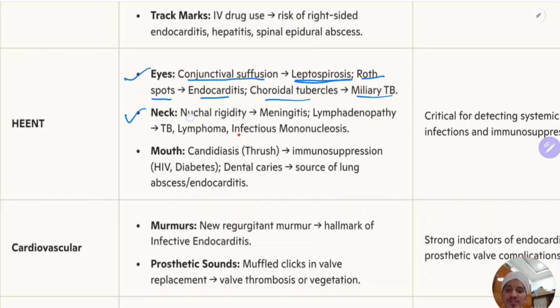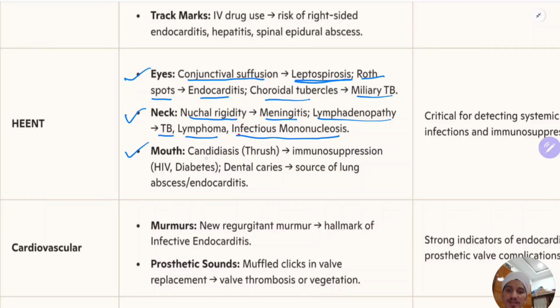Neck: if there is neck rigidity, nuchal rigidity, that points towards meningitis. If there is lymphadenopathy, that may point towards tuberculosis, lymphoma, and infectious mononucleosis. Okay, tuberculosis, lymphoma, and infectious mononucleosis.